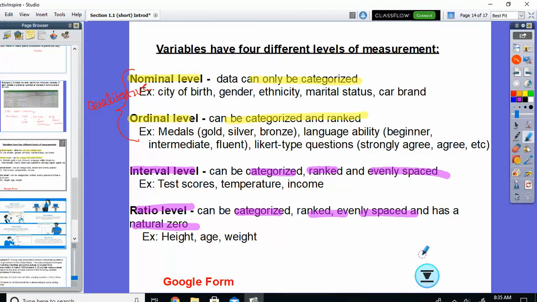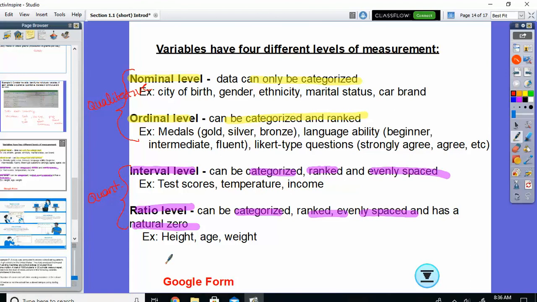If I'm talking about elevation, can you have an elevation below sea level? Yes. So it doesn't have a stopping point. That's still interval level. Ratio, we're talking about stopping point. So a height of 0, you can't get below that. That is the beginning. Age, you can't have a negative age. Weight, you can't have a negative weight. So those are examples of ratio level data. So the first two, nominal and ordinal, that's your qualitative. Interval and ratio, this is your quantitative. And this is probably the trickiest thing with that.